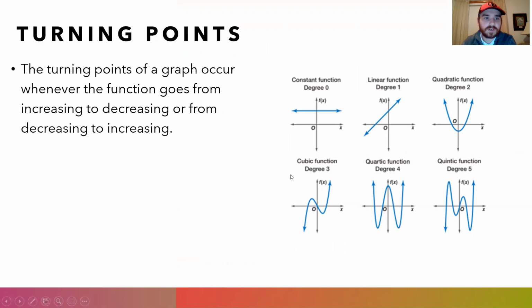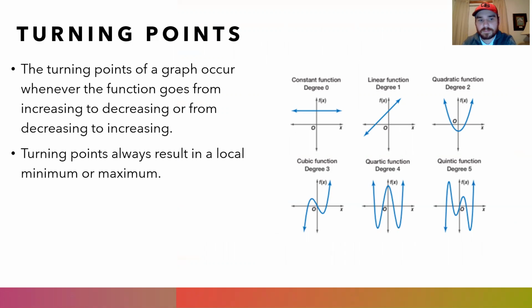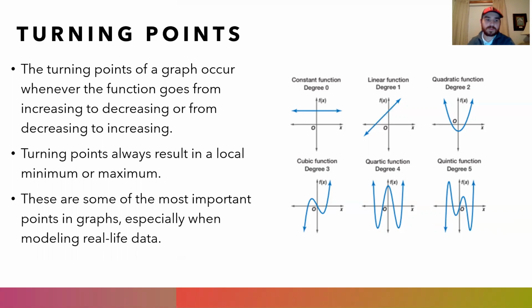Starting with turning points. The turning points of a graph occur whenever the function goes from increasing to decreasing or from decreasing to increasing. You'll notice that this is the same as what we said yesterday for minima and maxima, specifically the local ones. Obviously, the absolute maximum and absolute minimum can be different, but the local minimum and maximum occur anytime a turning point occurs. And these are some of the most important points in graphs, especially when modeling real life data. We'll look at some examples of that in a little bit.